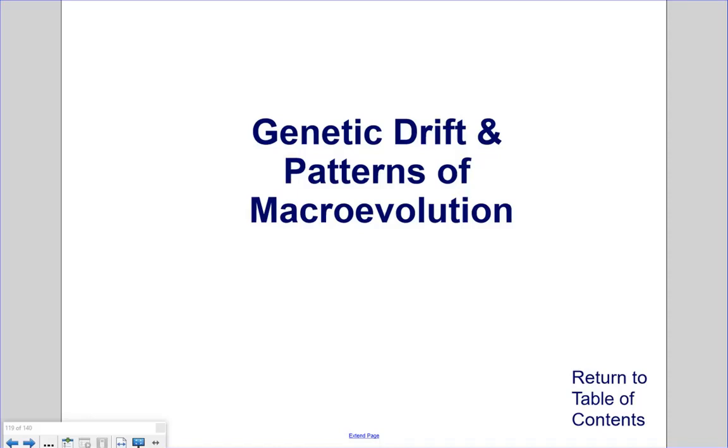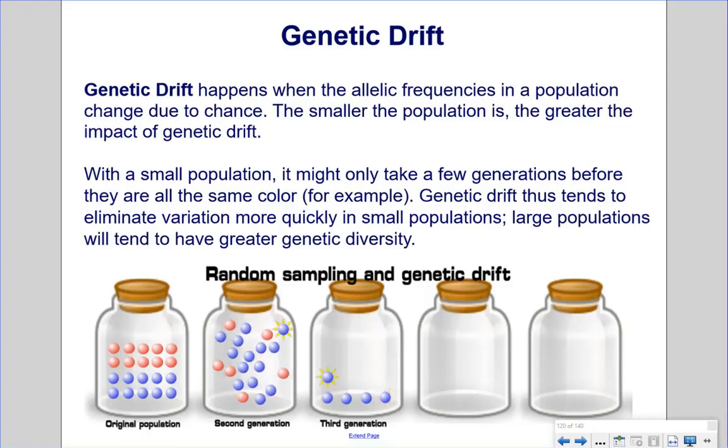Genetic drift and patterns of macroevolution. Genetic drift. Genetic drift happens when the allelic frequencies in a population change due to chance.